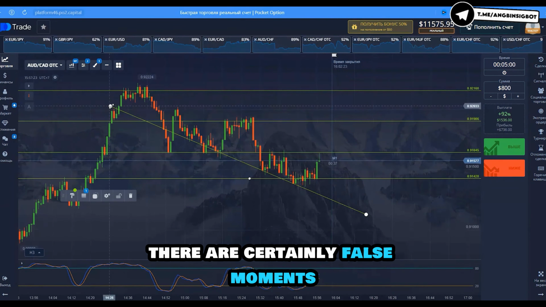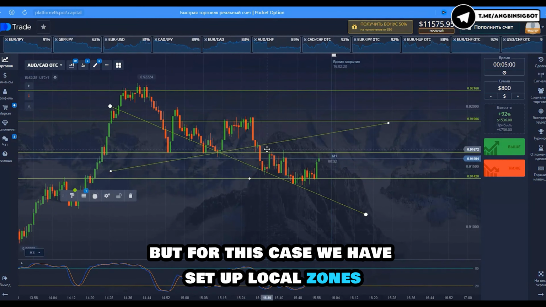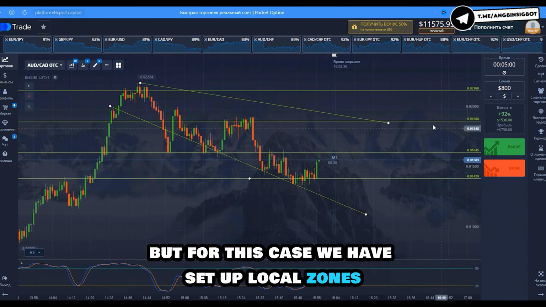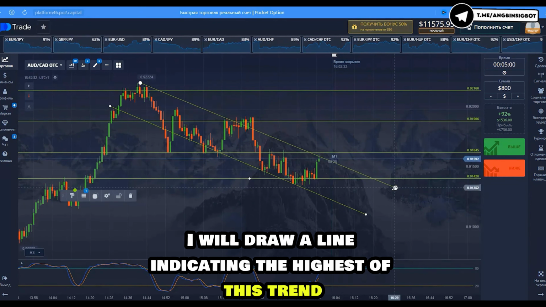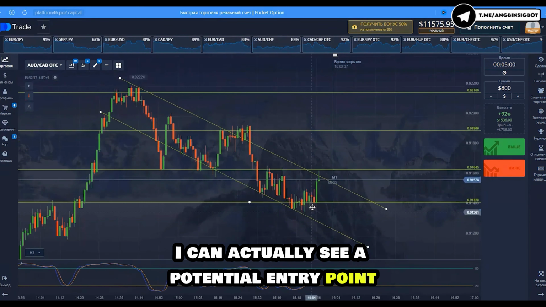There are certainly false moments. You can't avoid them, especially since I have the outcut OTS asset. But for this case, we have set up local zones. Well, I will draw a line indicating the highs of this trend for a complete view of the situation. I can actually see a potential entry point.